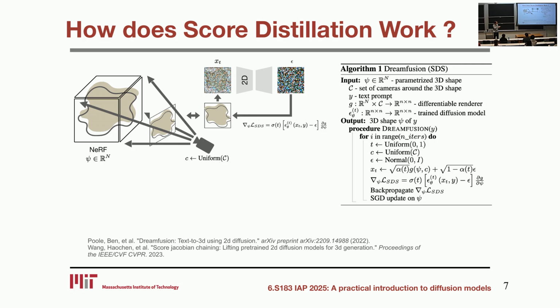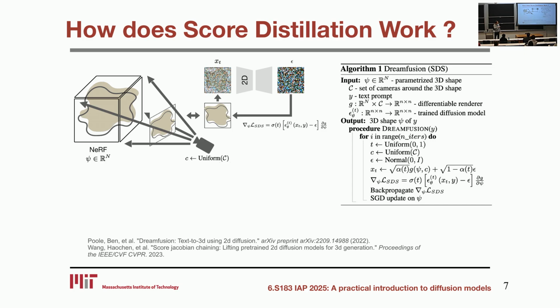This function is a function from Rn and C to Rn times n. This is just a differentiable renderer. So this function takes parameters of the 3D shape, it takes the camera position, and it gives you the image, right? So this is how we get an image given our 3D structure. And the whole point of this 3D representation is that G is a differentiable function. We can backpropagate gradients through it.